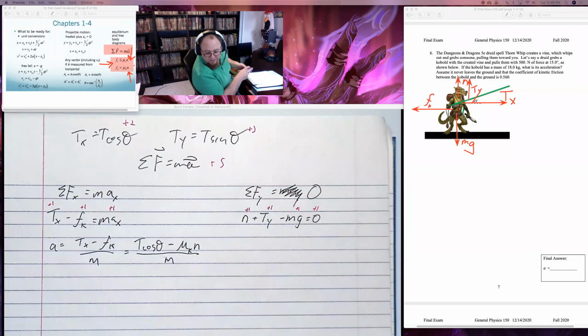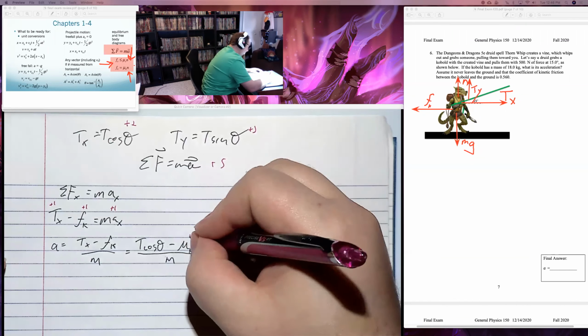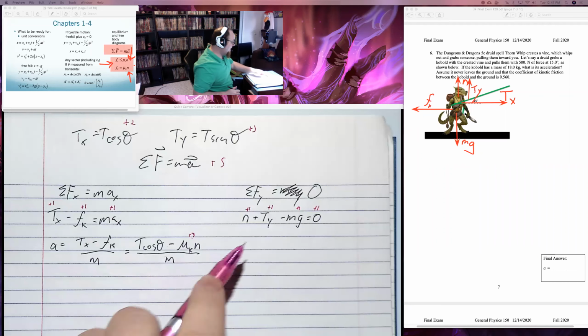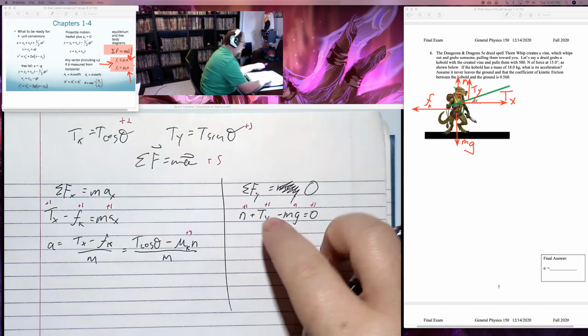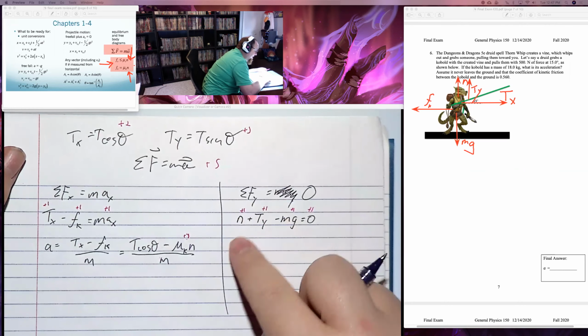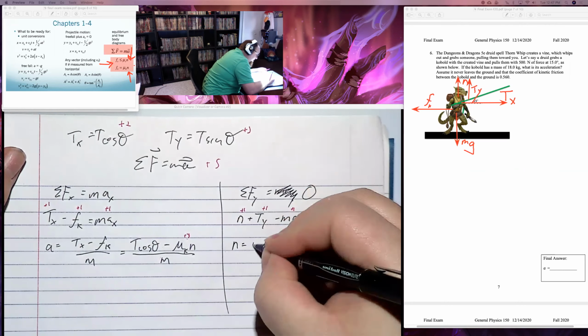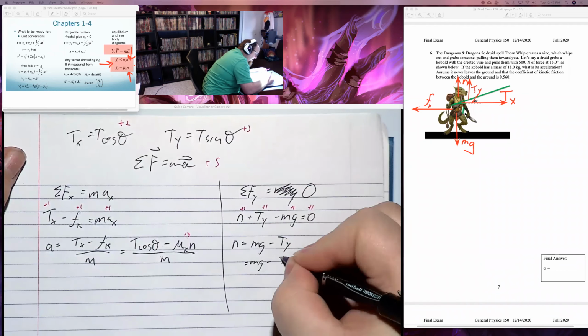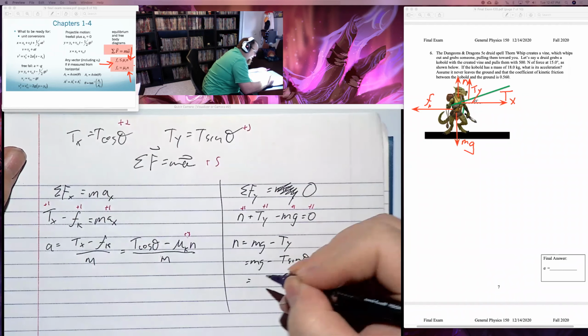That simplification equation was 3 points. If there's a problem with friction, how to get the normal force is you use your y equation. The only other place I have N was right here, and I can use this to get N. If N plus Ty minus mg equals 0, that means N equals mg minus Ty, or mg minus T sine theta. And I can solve for it.